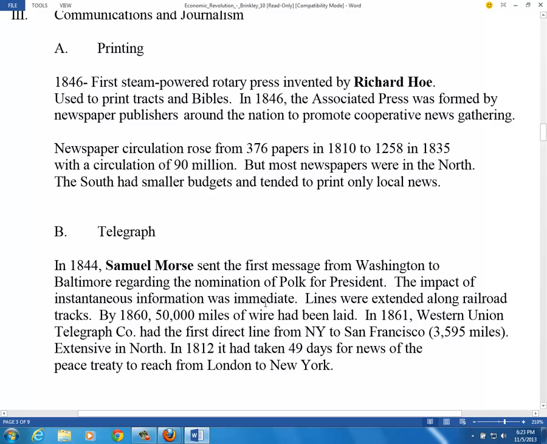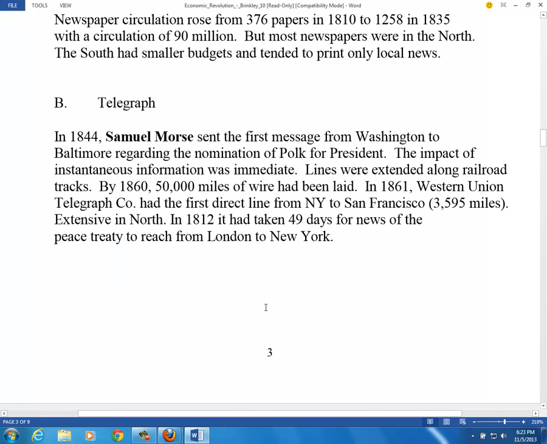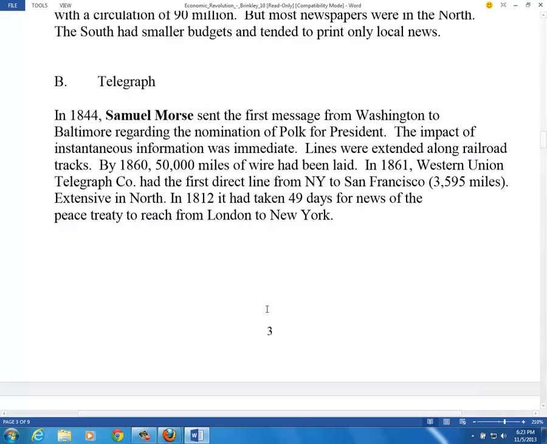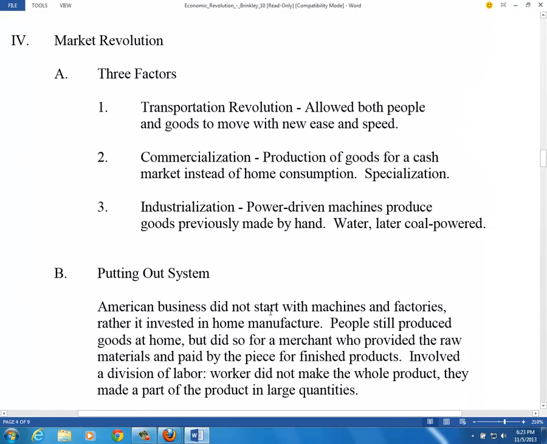Telegraph is invented. Very first message is sent in 1844. So telegraph is going to also be important in the Civil War. It's going to be one of the key ways of communicating as long as you have telegraph lines to be able to do that. But we'll talk more about that later.